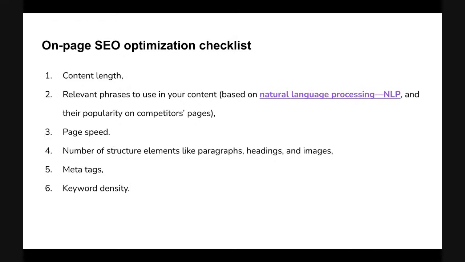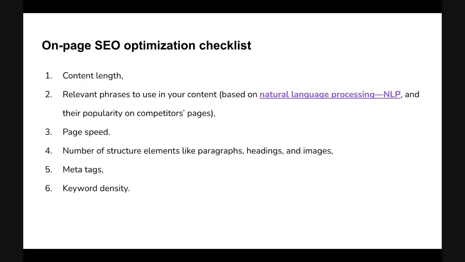So that's number 3. Number 4 is the number of structure elements like paragraphs, headings, and images. In that page, how are you structuring the content to make it easier to read and understand? Do you have clear headings that have the keywords embedded in those headings? Do you have images that are keyword optimized as well? When you're naming the image files, do they have the keywords embedded in those names? These are all important. That's number 4.